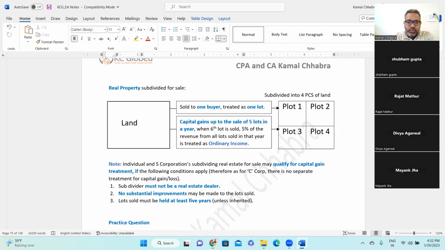Third is lots sold must be held at least 5 years. That means this is long term. But if you have inherited from someone, for example, from your father, your grandfather, your mother, your grandmother, your in-laws, from anywhere, in that scenario the total holding period of the land should be more than 5 years. That means the holding period of the person from whom you inherited and your holding period clubbed together should be more than 5 years. Make sense?